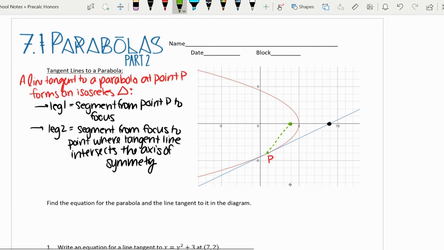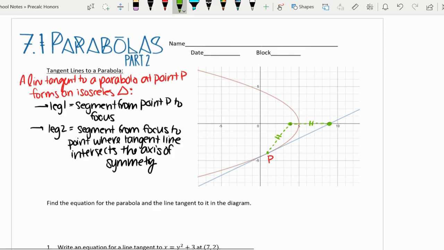So from the focus to the point where the tangent line intersects our axis, and this one I made that right on the x-axis. So those are the 2 legs of our isosceles triangle. And then if we want to complete the triangle, it would be the tangent line there. So a nice property about tangent lines to a parabola, and we can use this to help find tangent lines to a parabola. So for this first example, they say find the equation for the parabola and then find the line tangent to it in the diagram.